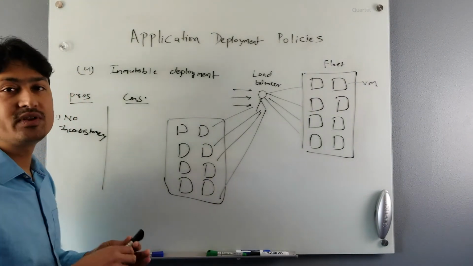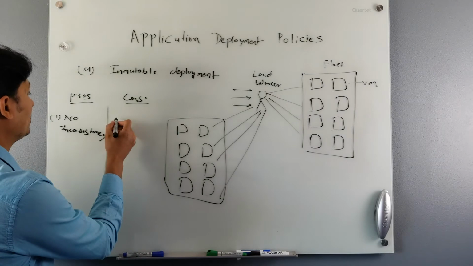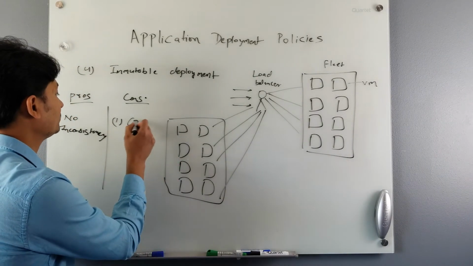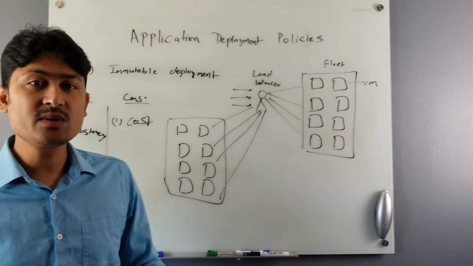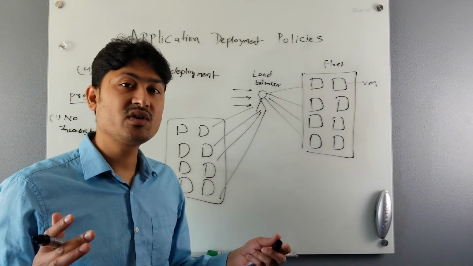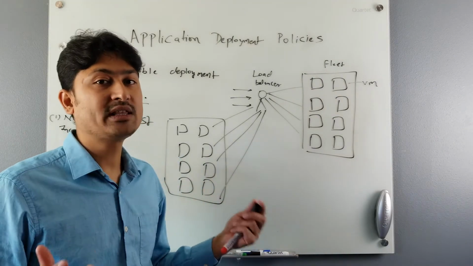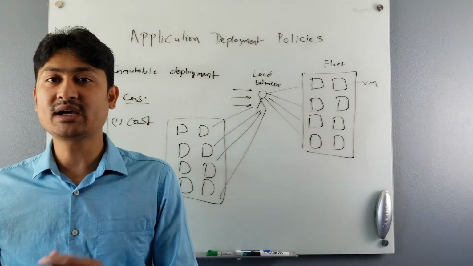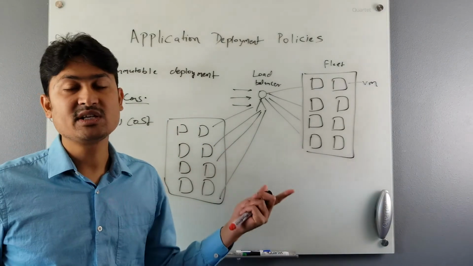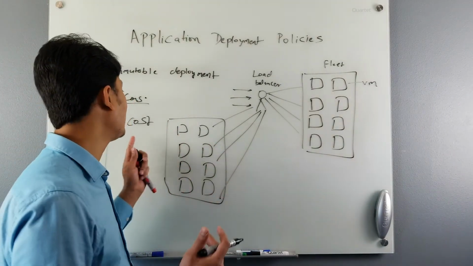What are the cons of this immutable deployment? The first con I can think of is cost. If you have a large number of servers running your application, you need to have that many servers launched separately to deploy the application version. So every time you make a deployment, and if you are making frequent deployments, you would require that many servers to perform the deployment. That adds to your cost.